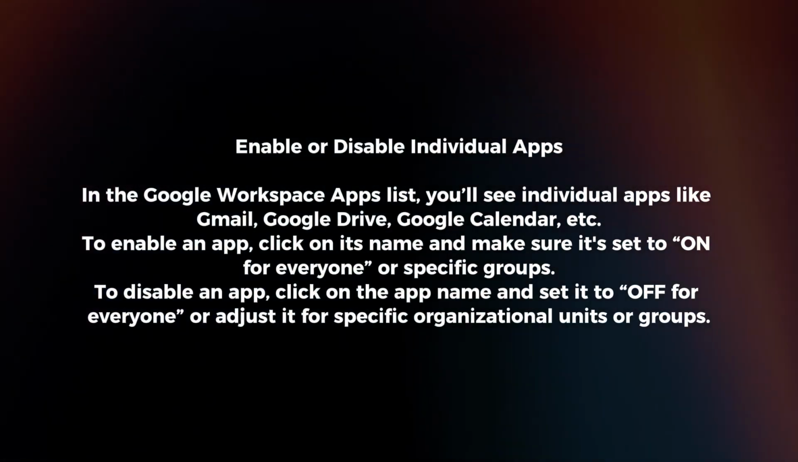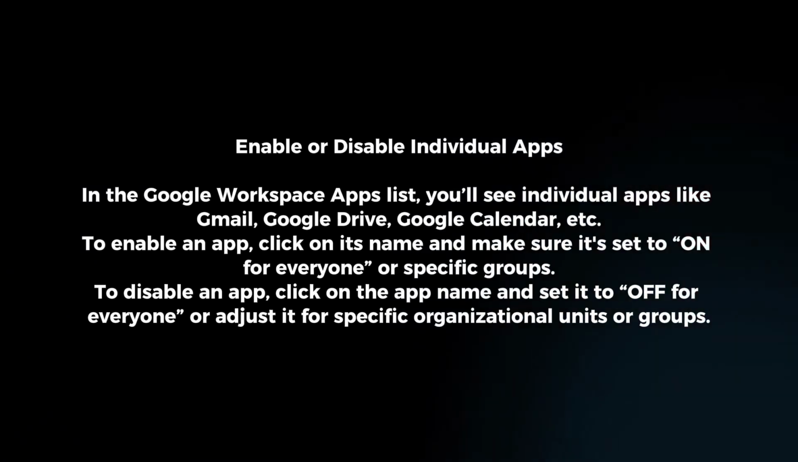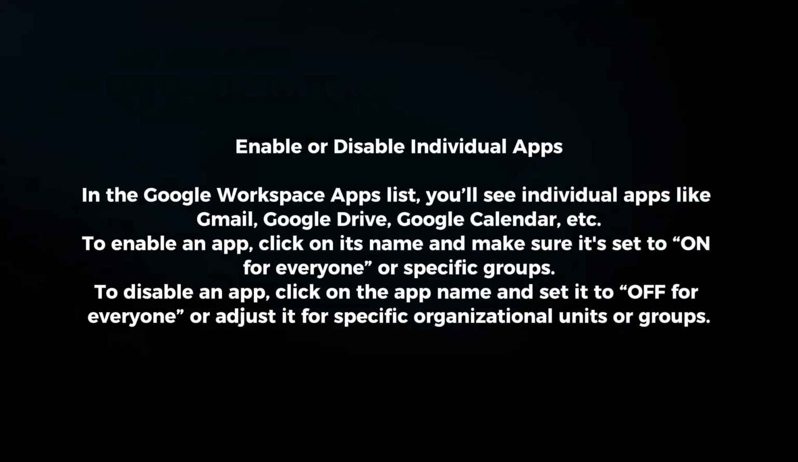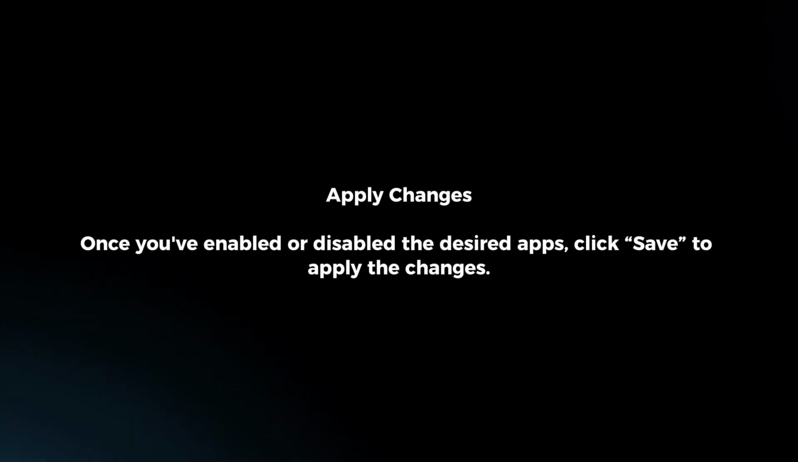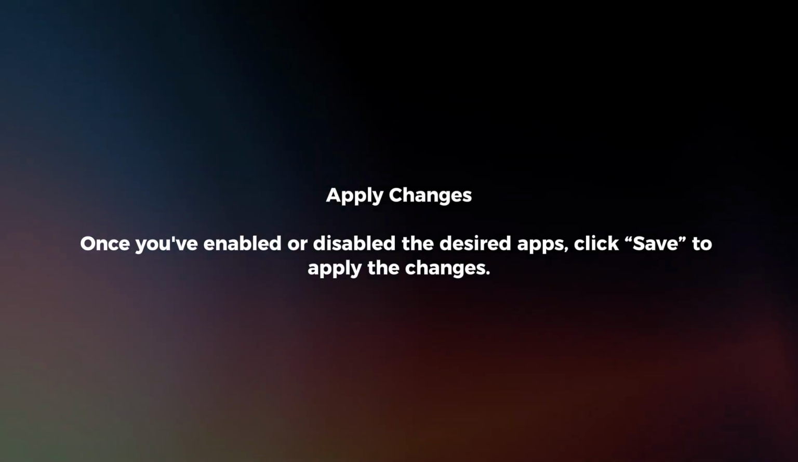To disable an app, click on the app name and set it off for everyone or adjust it for specific organizational units or groups. Apply changes. Once you've enabled or disabled the desired apps, click Save to apply the changes.